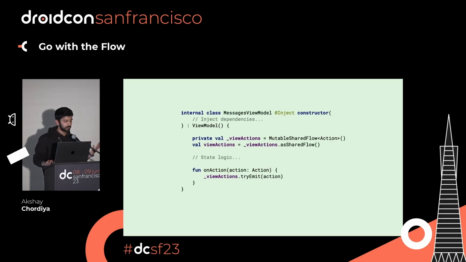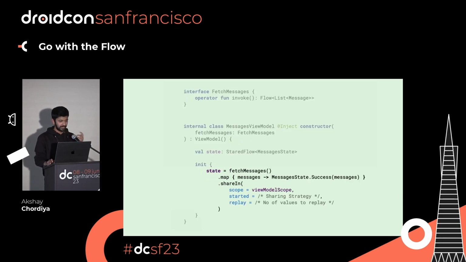Similar to state flow, there's a mutable shared flow which allows you to emit items to the flow. There's a tryEmit function where you can essentially pass a value. Lastly, similar to the stateIn operator which we saw for state flow, there is a shareIn operator, which allows you to convert any classic flow into a shared flow. The same logic as state flow applies when deciding when to use the mutable shared flow or this operator. Again, this operator also allows you to customize the sharing strategy and the number of values to replay.